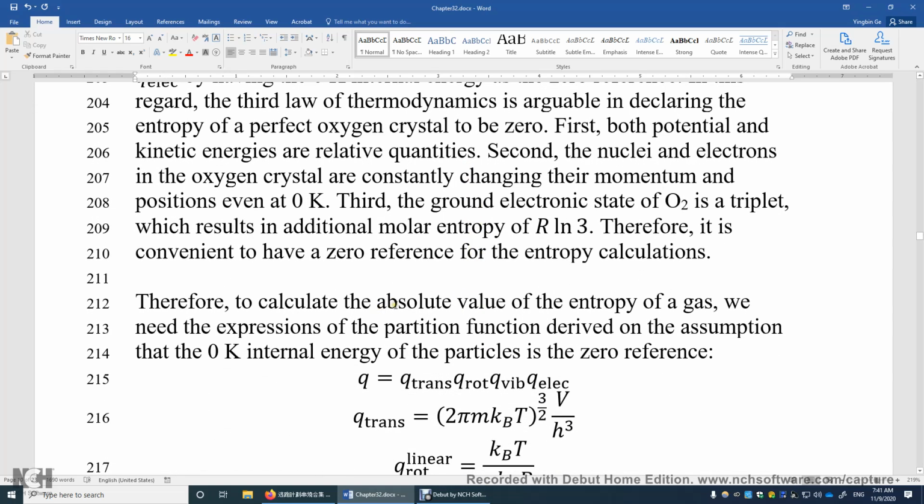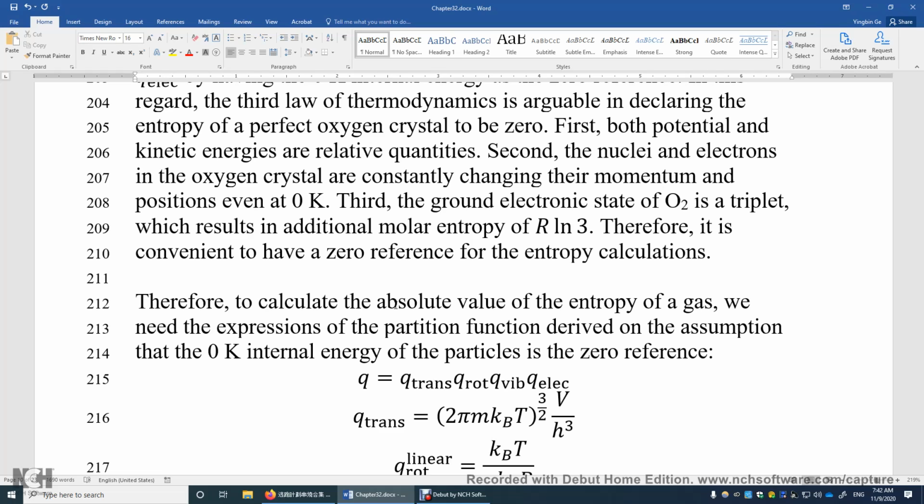So now let's try to calculate the absolute value of the entropy of a gas. The reason I emphasize gas is because it's easier to compute the rotational entropy for a gas. If you have a solid or liquid, you may assume the translational entropy is 0 in a solid or close to 0 in a liquid.